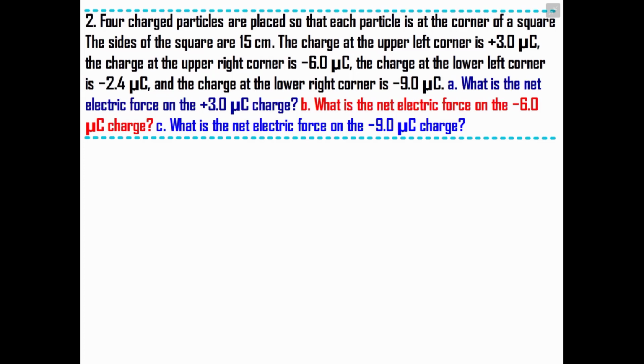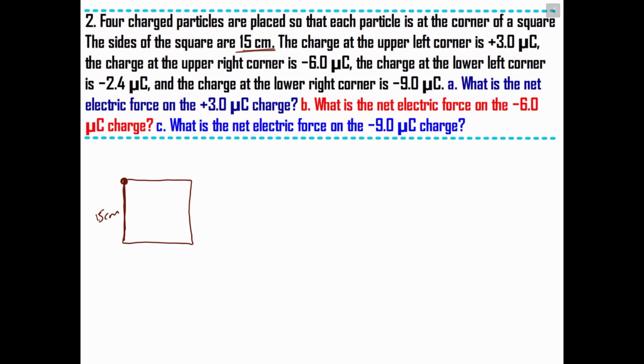Here in this question it says 4 charged particles are placed so that each particle is at the corner of a square, the side of the square 15 cm. The charge at the upper left corner. So we have to draw first of all the square that each side 15 cm.